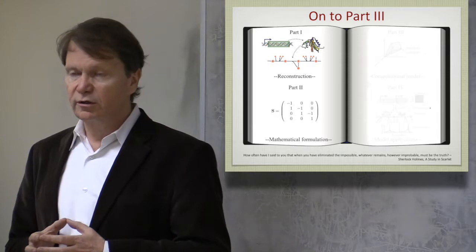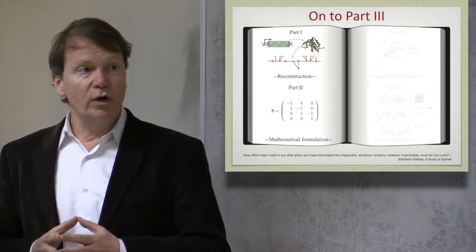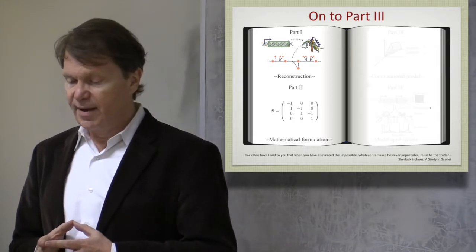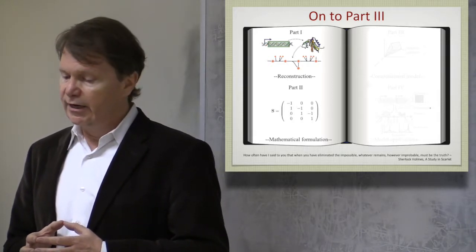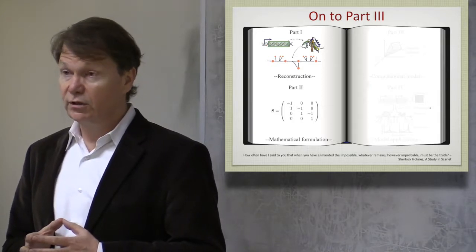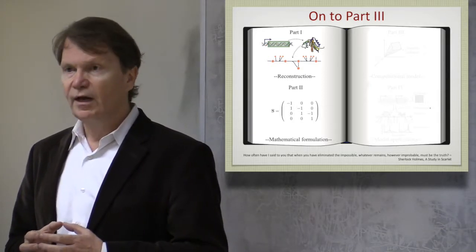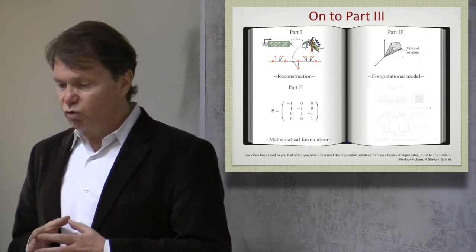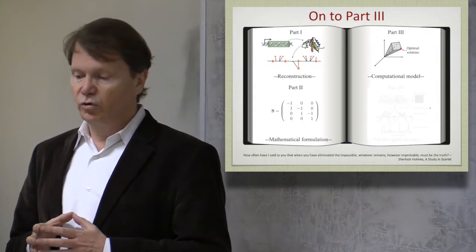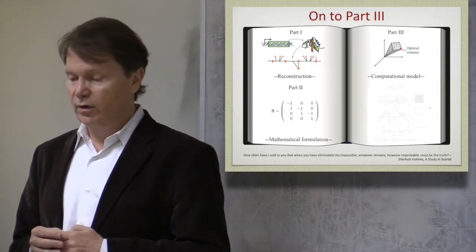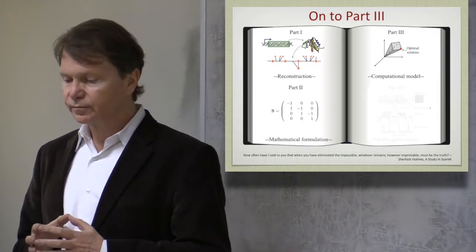Then we started part 2 of the class, where we converted all that knowledge into a mathematical description. And we studied the properties of that mathematical description, particularly the stoichiometric matrix. And some of that material was a little mathematical. So what we're going to do now, going on to the third part of the class, is to look at the computational models that we can now build based on this information.